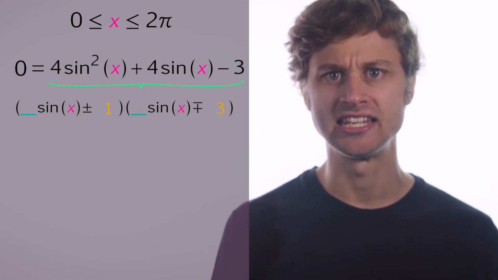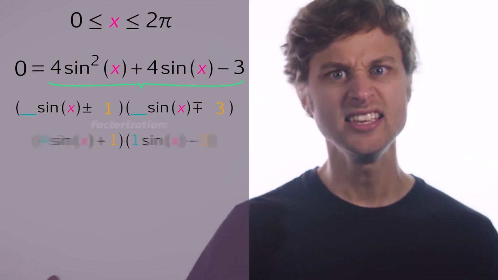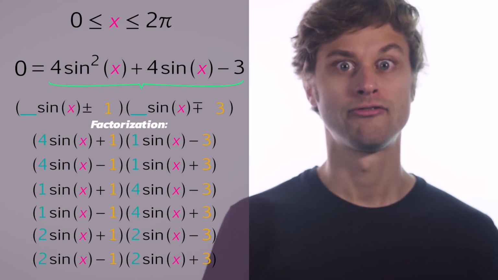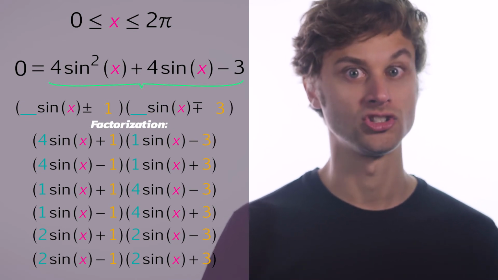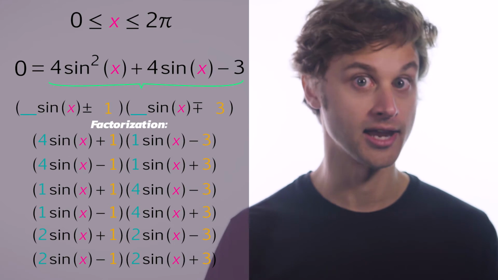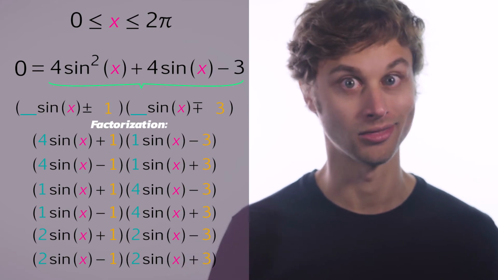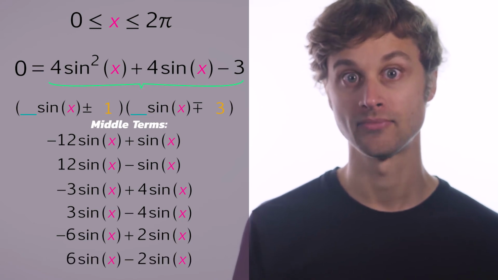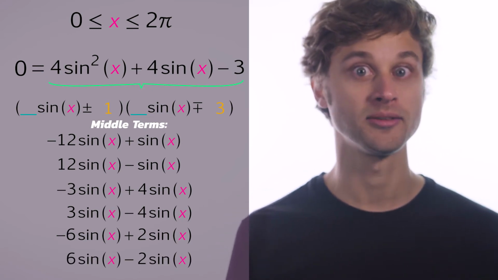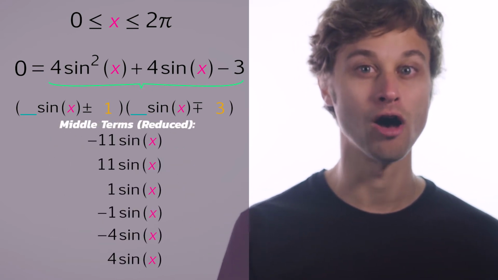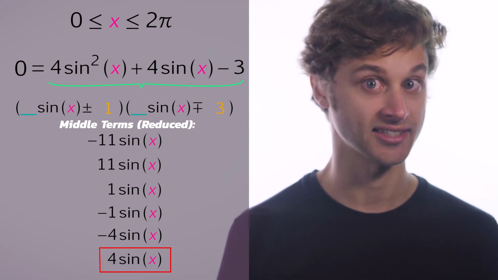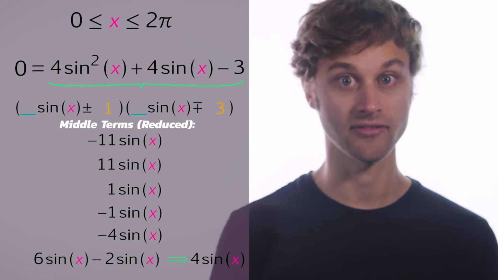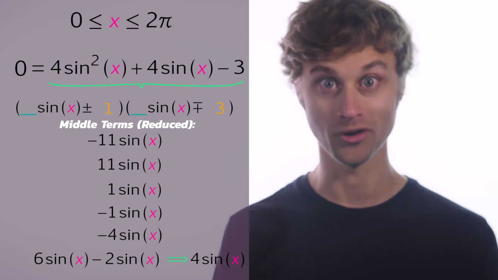We can try to make an educated guess here, but essentially we would have these 6 different ways of combining things depending on whether we used 4 and 1 or 2 and 2, along with -3 and 1 or -1 and 3. And this list here outlines what our middle term would be. But only one of these possibilities gives the middle term of 4 times the sine of x. That possibility is -2 sine of x plus 6 sine of x. Added together, those equal 4 sine of x.